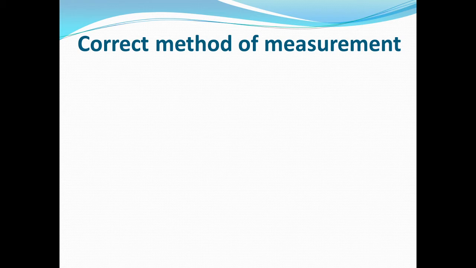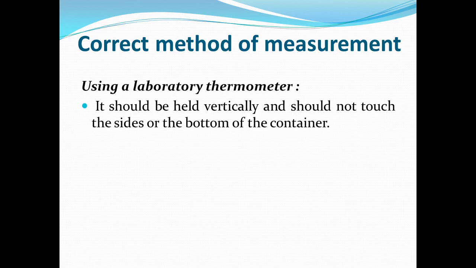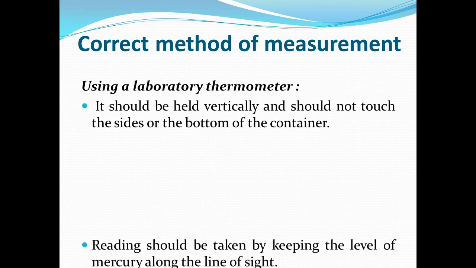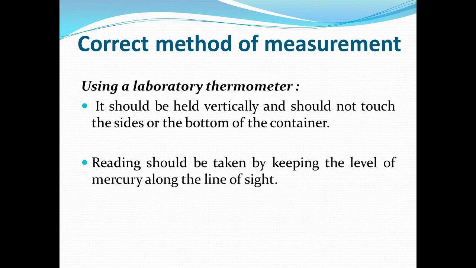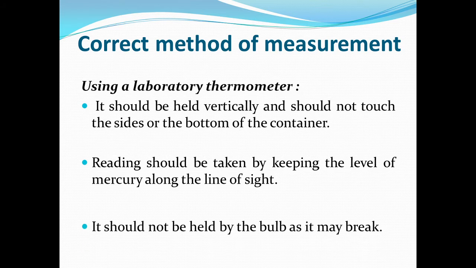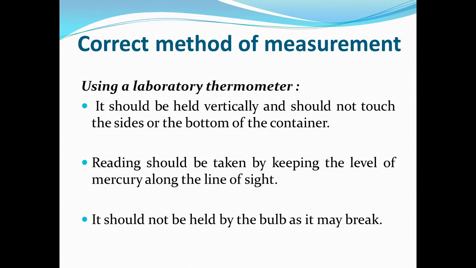Next topic is the correct method of measurement. To get an accurate reading of temperature, it is important to understand the correct method of measurement by a thermometer. While using a laboratory thermometer, it should be held vertically and should not touch the sides or bottom of the container. Reading should be taken by keeping the level of the mercury along the line of sight. It should not be held by the bulb as it may break.